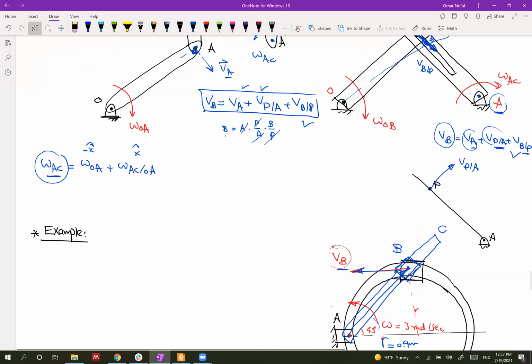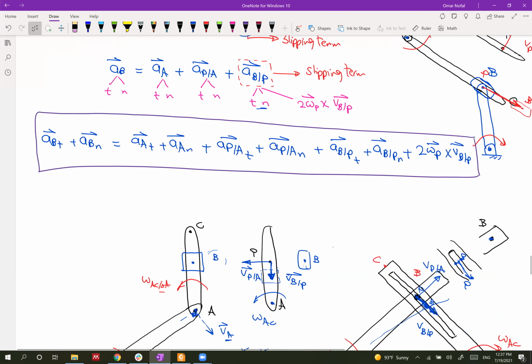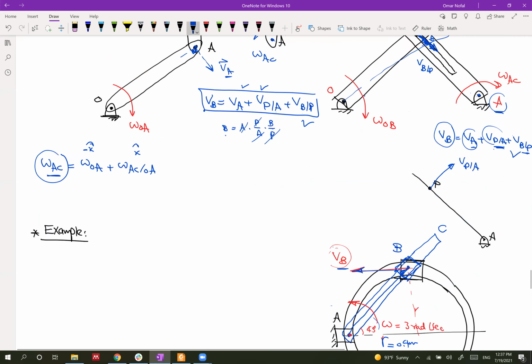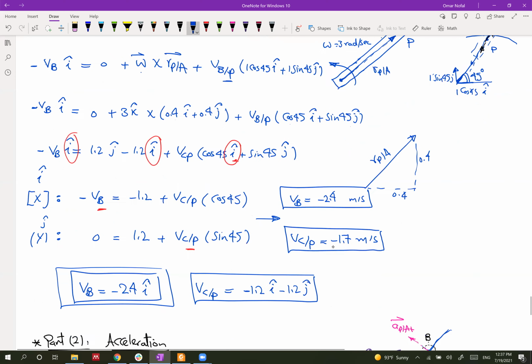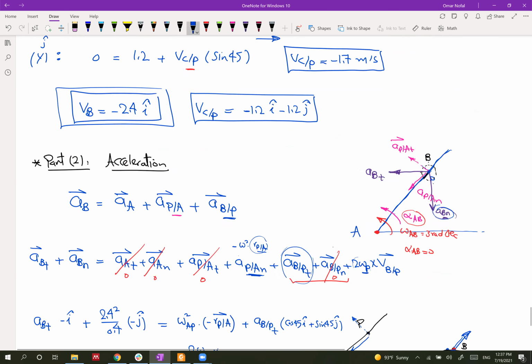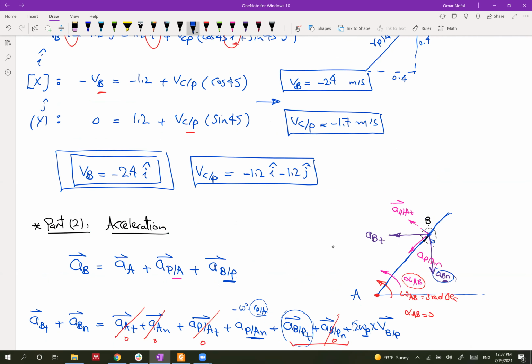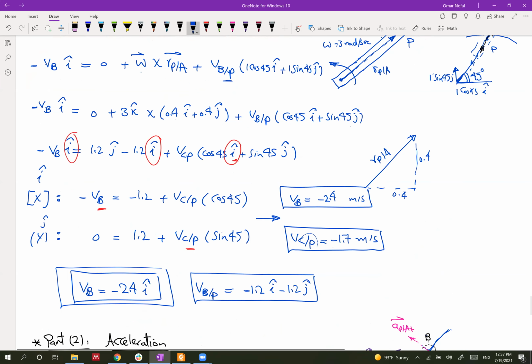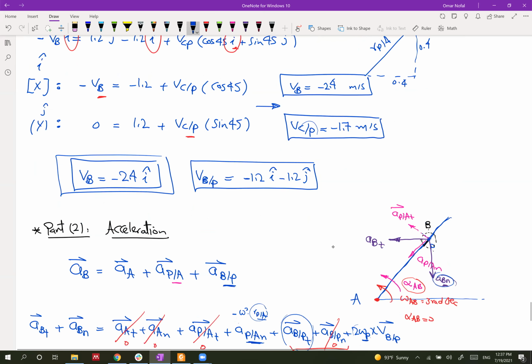Here, VB with respect to B. So let's put it here. VB with respect to B vector. And actually we get this here. So this is actually VC with respect to P, which is the same as VB with respect to B. So we got this vector here.